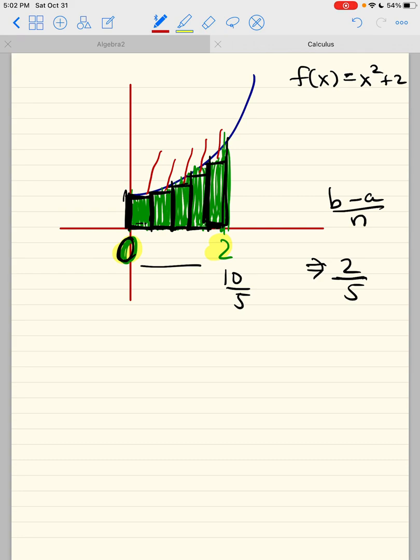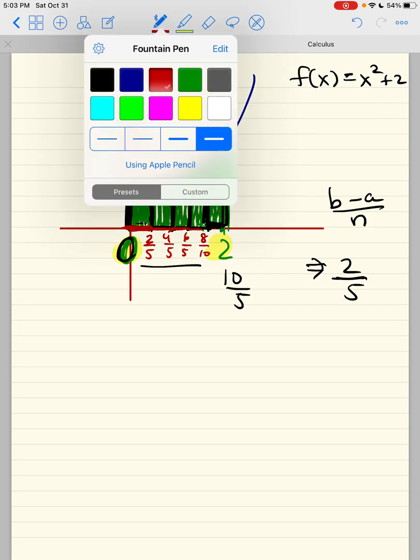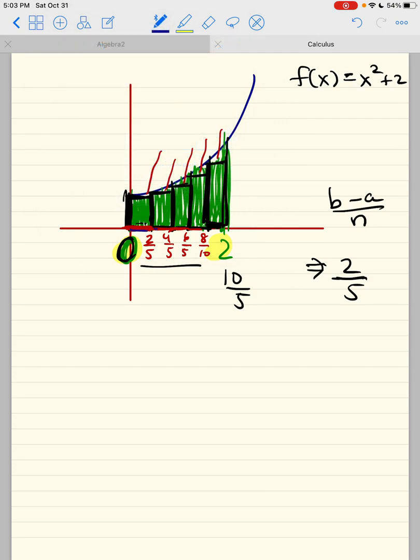So what is the area of a rectangle? Well, it's going to be base times height, or length times width. The width of each piece is 2/5. So from here to here is 2/5. From here to here is 2/5. So this part is 2/5, 2/5, 2/5, 2/5. So the width stays consistent with 2/5.